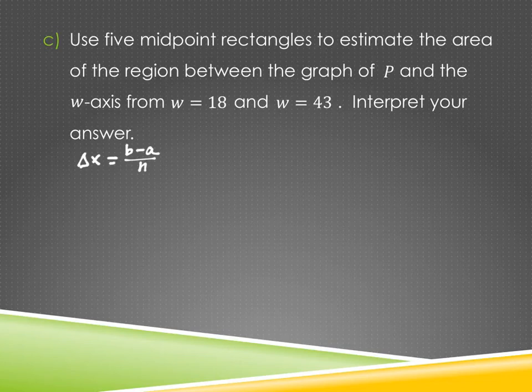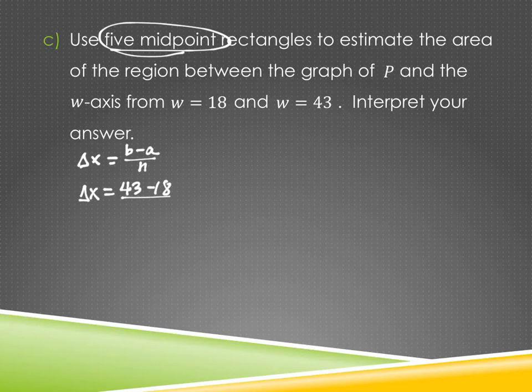Question, Brock? How do we know how many rectangles to make? It told us in part C. Do you see it? Yeah, it'll have to tell you somewhere, otherwise you don't have a clear indication. It'll tell you at some point in the problem. So for this one, we had 43 minus 18, and we had 5 rectangles. So we end up with our delta x being 5.